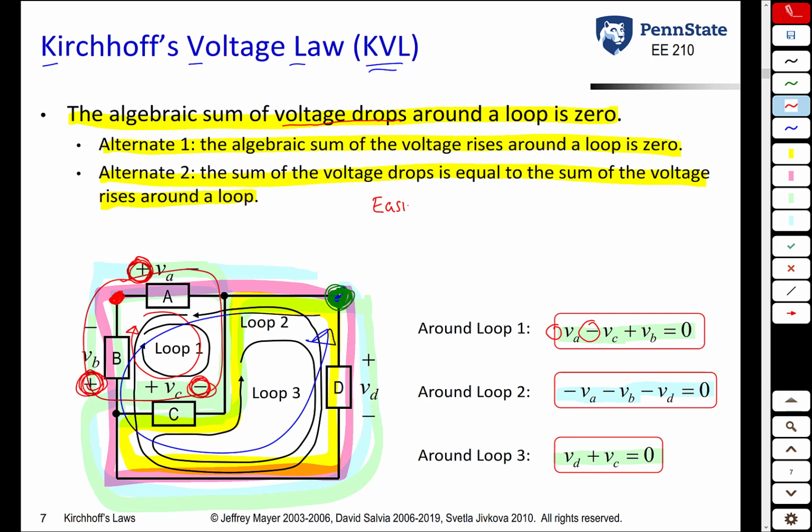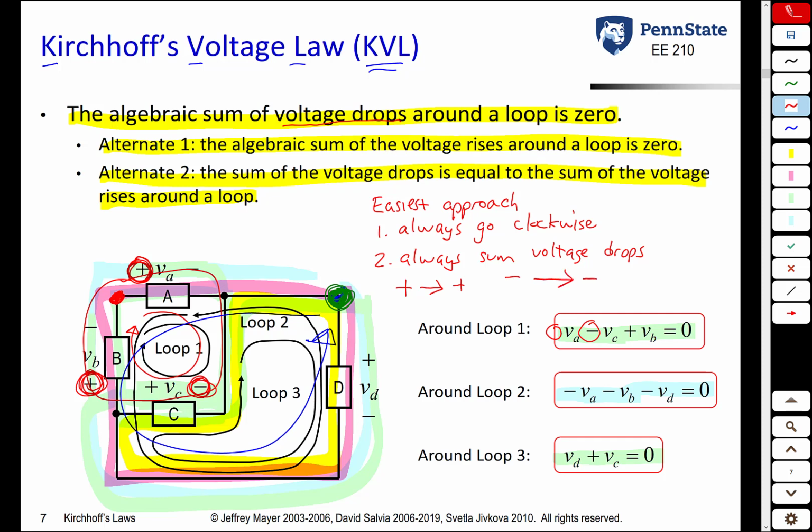In my opinion, the easiest approach is to first off always choose the same direction. I like to always go clockwise, although in one of these examples I did go counterclockwise. Second approach is always sum the voltage drops. The reason you want to do that is if you hit the positive terminal first, you write plus in the equation. If you hit the negative terminal first, you put a minus in the equation.